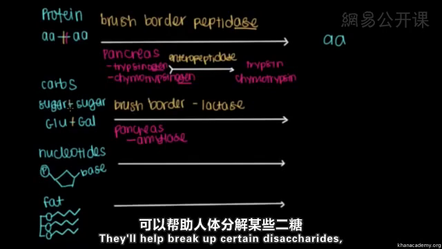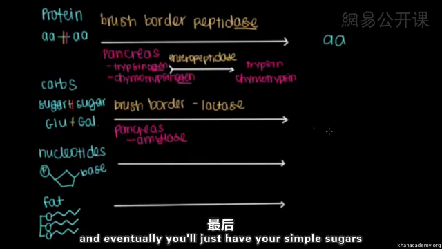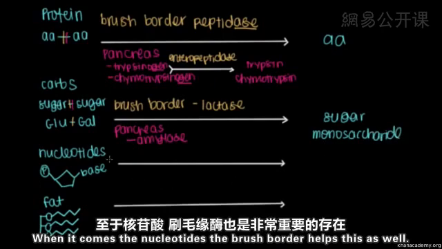And so they'll help break up certain disaccharides. The pancreas will do its job as well. And eventually you'll just have your simple sugars that are going to be left over here. And remember, the name for each single unit is called a monosaccharide. A monosaccharide.